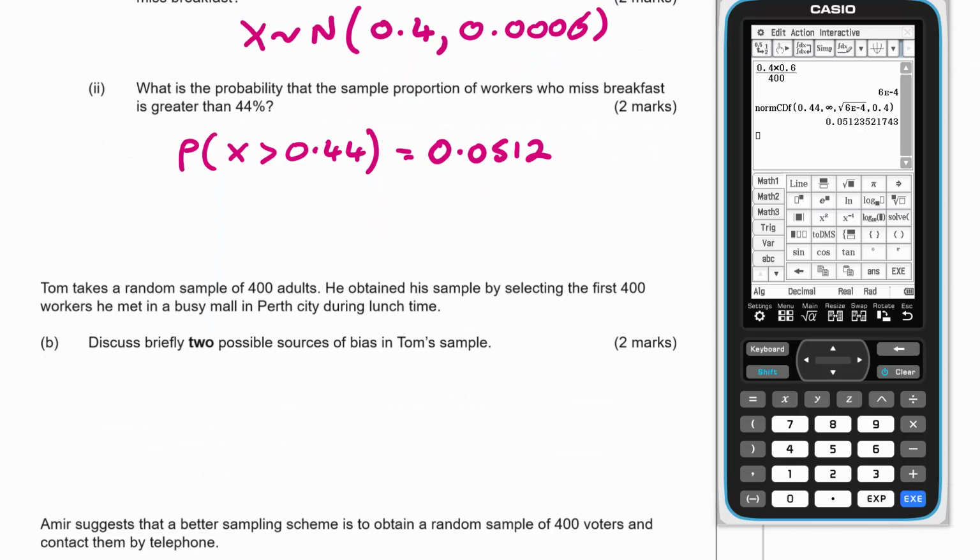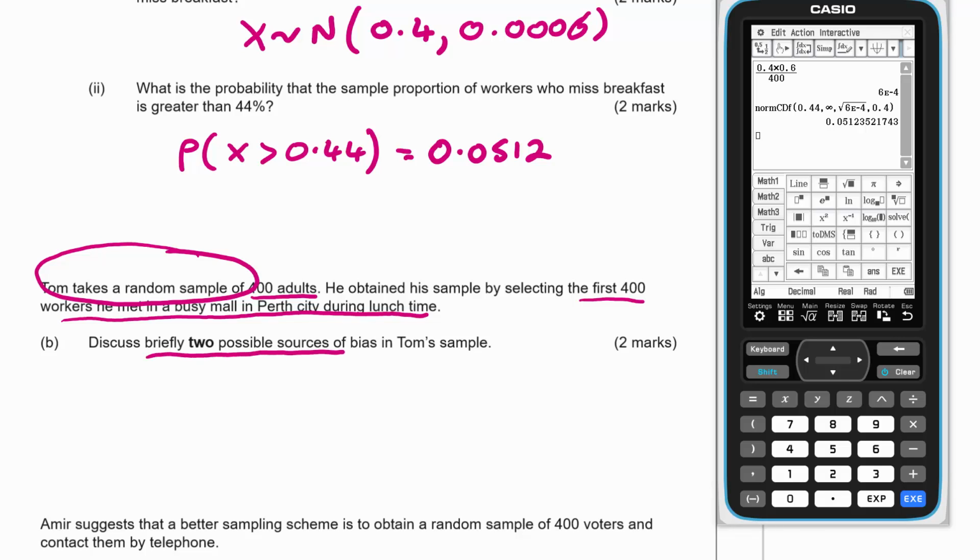Tom takes a random sample of 400 adults. He obtained his sample by selecting the first 400 workers he met in a busy mall in Perth during lunchtime. Not quite sure how that's a random sample. So discuss briefly two possible sources of bias in his sample.